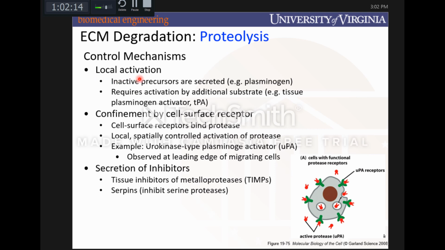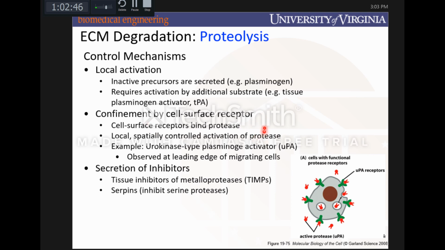So how do we make sure that we're not just chewing ourselves up into, again, a paste of cells with no matrix? So, local activation. Inactive precursors are secreted by individual cells. So plasminogen doesn't do anything, but plasmin actually chews up blood clots. Plasminogen is always flowing around in your body, but it's not until something is generated locally at the site of a wound, in this case TPA, that the plasminogen is turned into plasmin and can actually do its job.